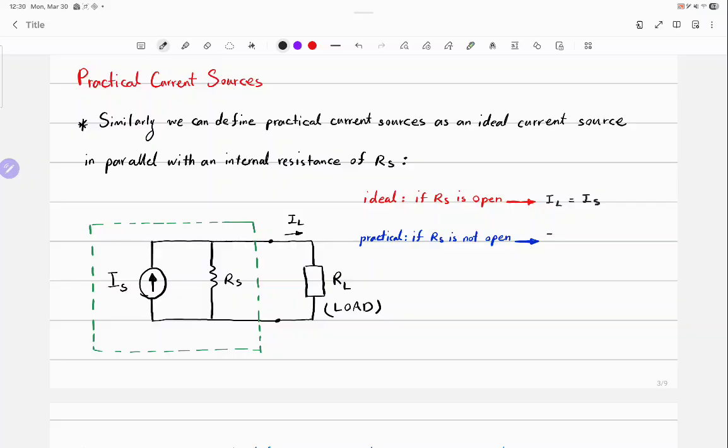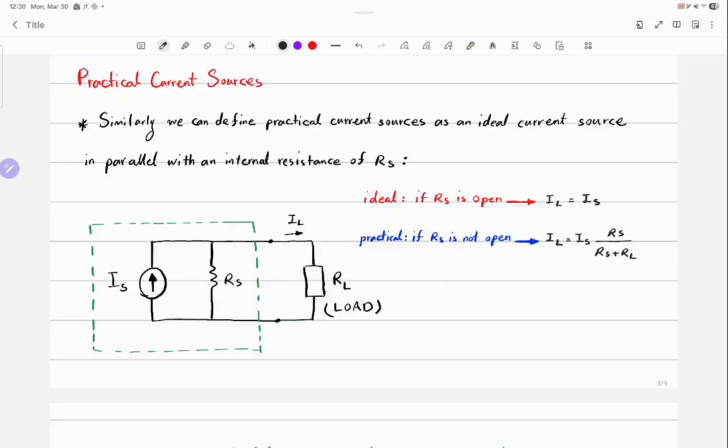Then what? Some of it will go through RS, some of it through RL. How do you find IL? Current division. So you see that the idea of a practical current source is that not all the current will be provided to the load. Some of it will go through the internal resistance.